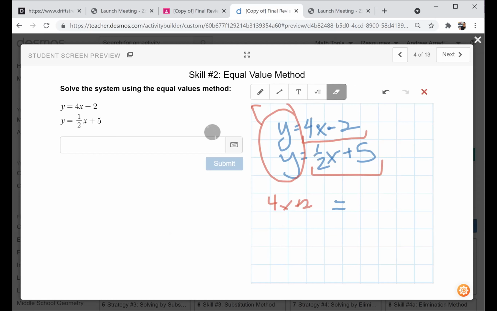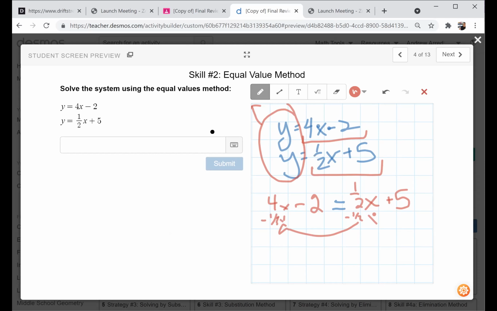4x minus 2 is equal to the other one, 1/2 x plus 5. This one's not too hard. Because what happens when I try to bring over my x's over here? I'm going to subtract a 1/2. And everybody could still know what's 4, take away a half piece. 4 minus a half is 3.5. 3.5x.